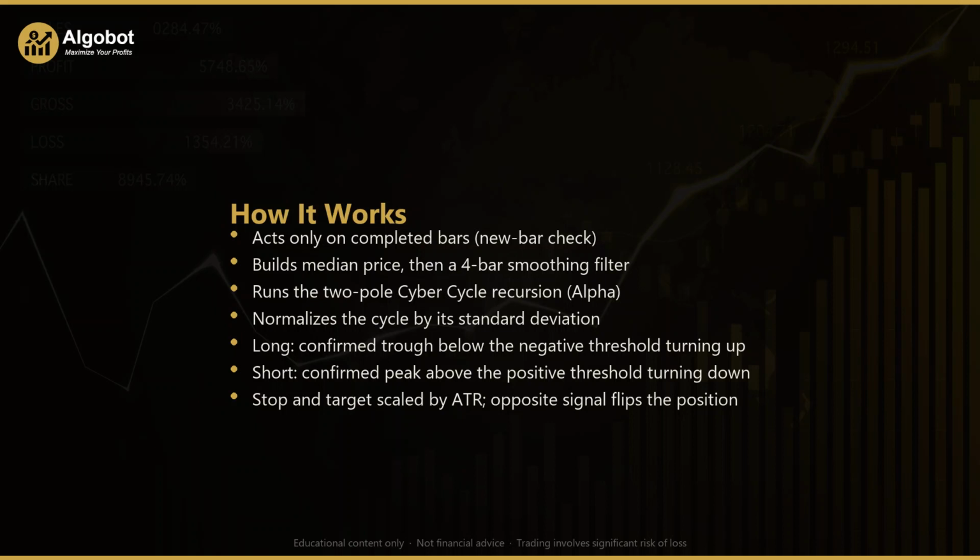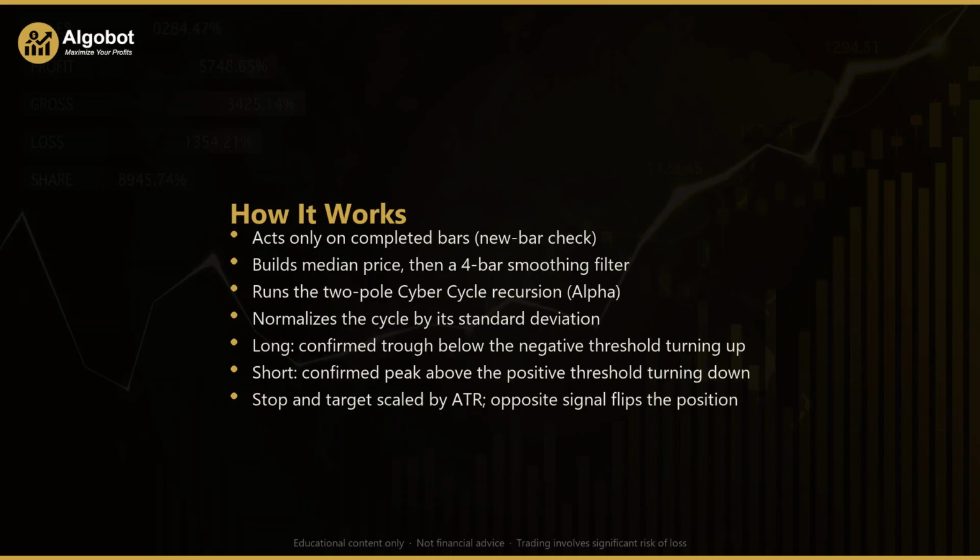The short side is the exact mirror: a confirmed peak above the positive threshold that has stopped rising and ticked back down signals a short. Requiring that confirmation is deliberate. By waiting for the cycle to actually turn, rather than acting the moment it crosses the extreme, the strategy aims to avoid stepping in while the cycle is still falling.